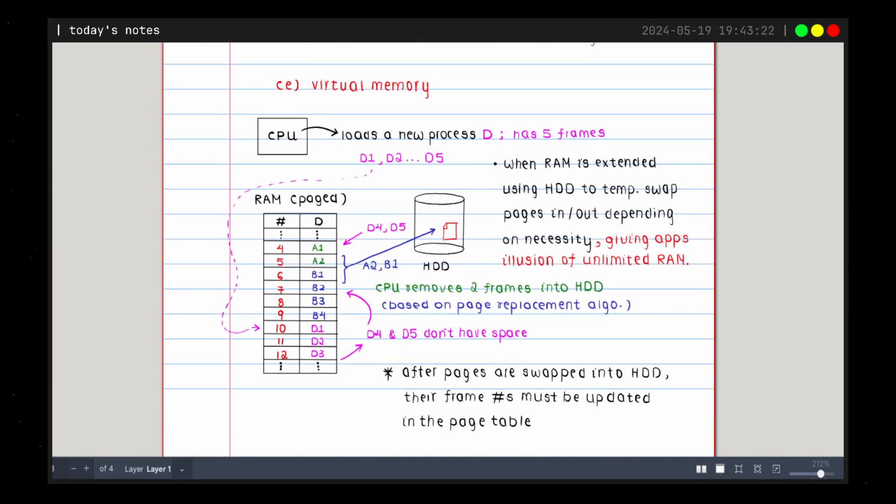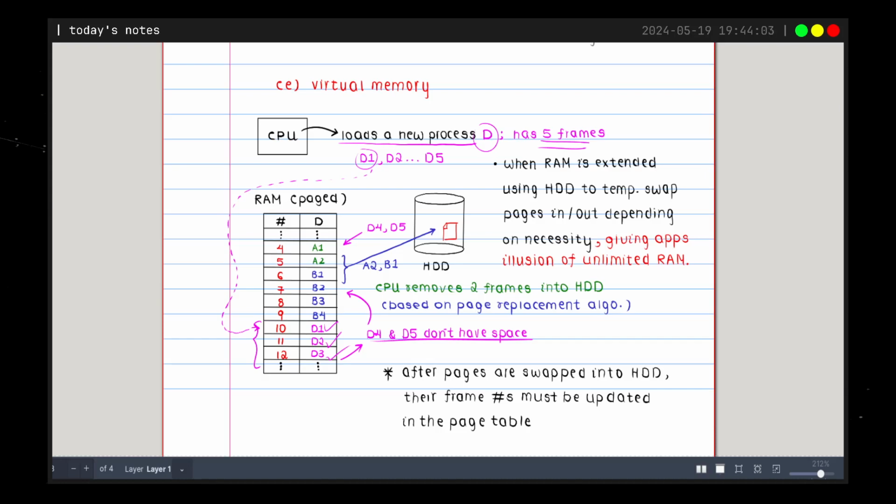Now, looking at virtual memory, how does virtual memory work? Let's say that we are using a paged memory system where we have these frames in the RAM right now, and the CPU is trying to load a new process D into the RAM. Let's say that process D has 5 frames to be loaded, D1 through D5. It's going to search for any free locations. It turns out that 10 to 12 was free, and it might load the first 3 frames, D1, D2, D3, into the RAM. That works properly, but then D4 and D5 are remaining. D4 and D5 seem like they don't have space.